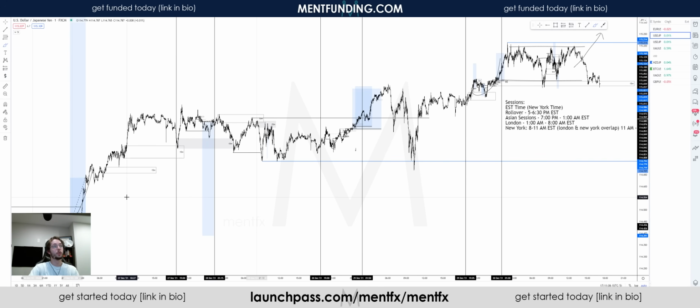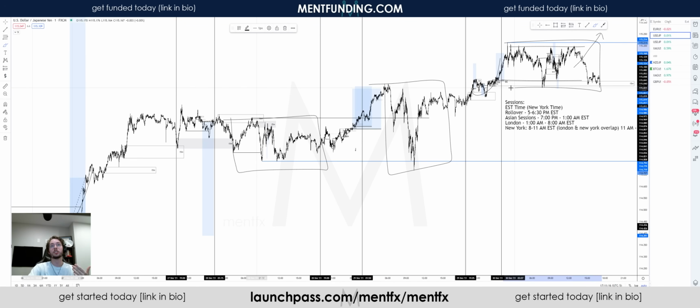Now, other times, what you're going to find is when it's the hours of London, New York, you're going to see the large consolidations.